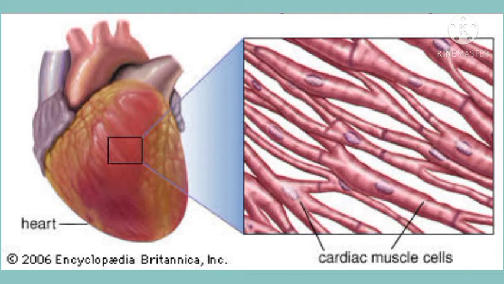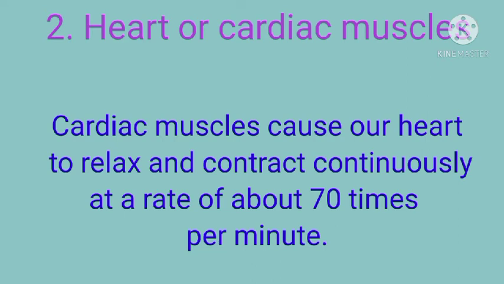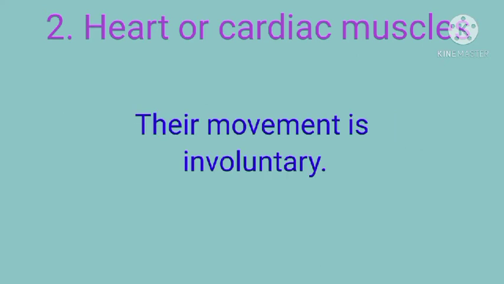We know that our heart beats continuously at the rate of about 70 times per minute. It beats 70 times per minute. And this function of the beating heart is done by the cardiac muscles which are present in the heart. As this muscle is not controlled by our will, and we cannot control its movement, these muscles are involuntary.